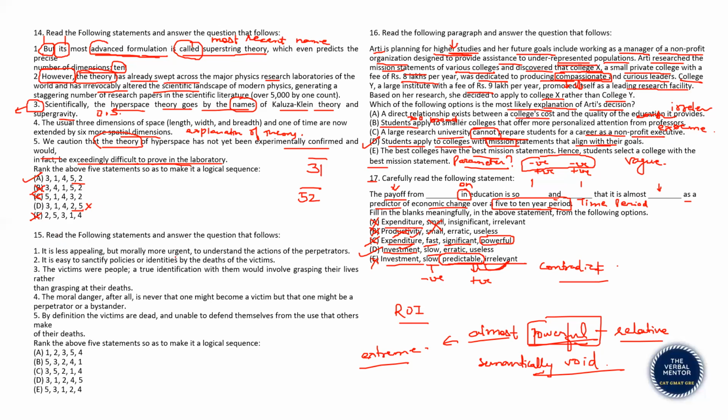It is less appealing, but morally more urgent to understand the actions of the perpetrators. Oh, okay, maybe an opening sentence, maybe not. It is easy to sanctify policies or identities by the deaths of the victims. The victims were people. A true identification with them would involve grasping their lives rather than grasping at their deaths. Okay. The moral danger, after all, is never that one might become a victim, but that one might be a perpetrator or a bystander. Okay.